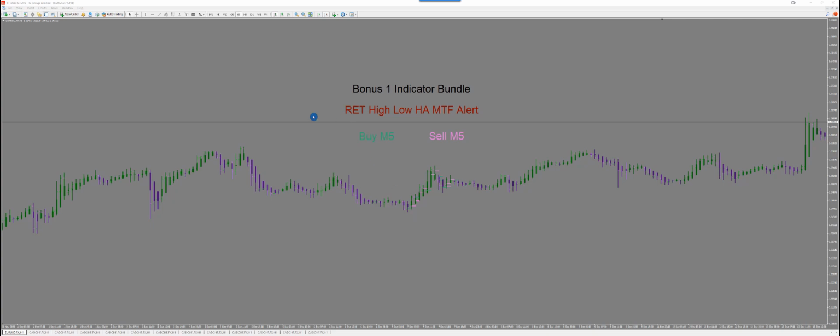Okay, so this is the third indicator in the bonus one indicator bundle, the high-low HA MTF alert. Since we know how the high-low works and how it changes based upon a final high and then the HA candle changes color.